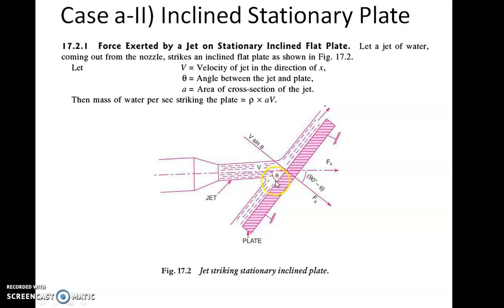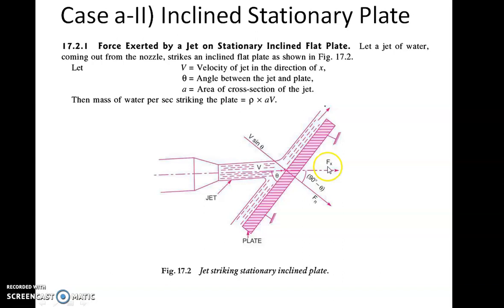Now this angle theta is very important, that is the angle of inclination. Because of this angle theta, if you see the figure carefully, this angle will also be theta, this angle will also be theta. Hence this angle which is shown in the diagram will be 90 minus theta.